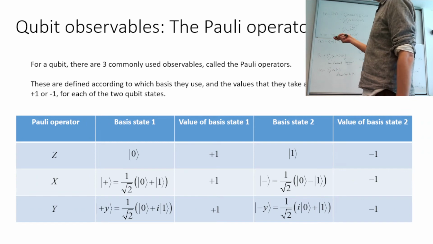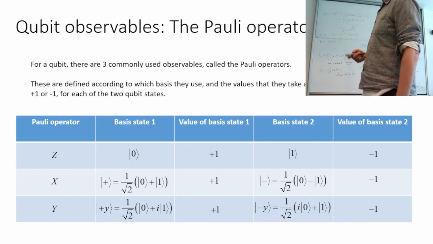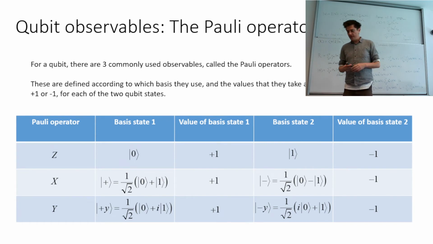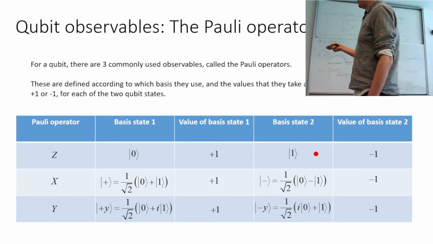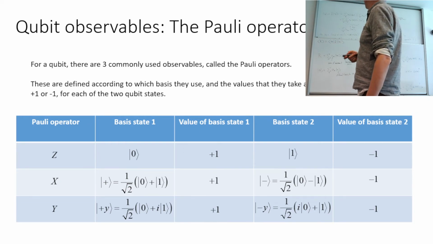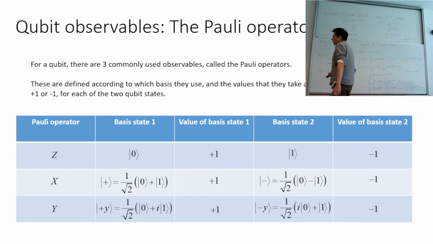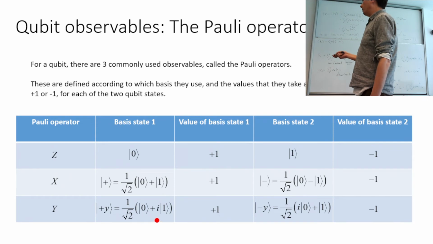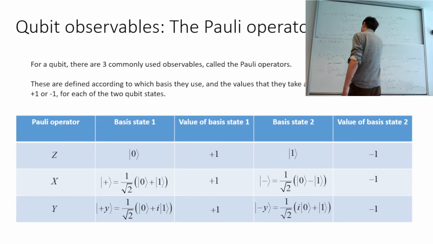The Z Pauli operator has the basis states of just 0 and 1. This was the simplest example that we started off with. The X Pauli operator has the basis states of the plus and minus states, which again we were already playing with. And there's another one called the Y Pauli operator, and this has basis states that look like 0 plus i 1, and i 0 plus 1. That's just sort of a definition.